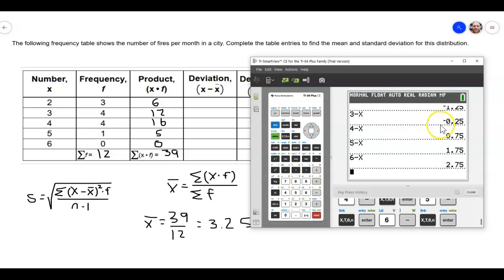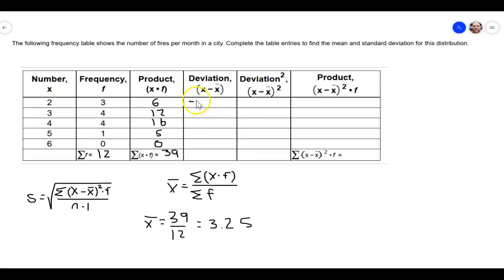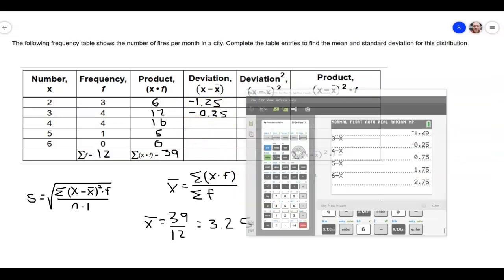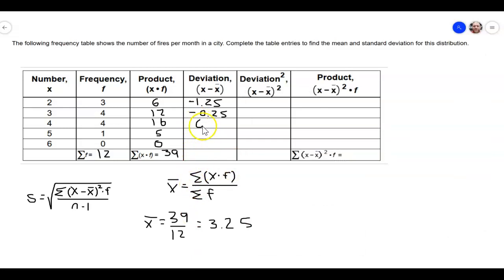So we start with negative 1.25, negative 0.25, and then we get 0.75, and then we get 1.75, and then we get 2.75. You done? All right, and we don't need to sum those up.